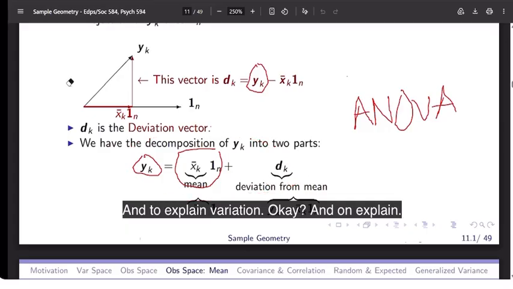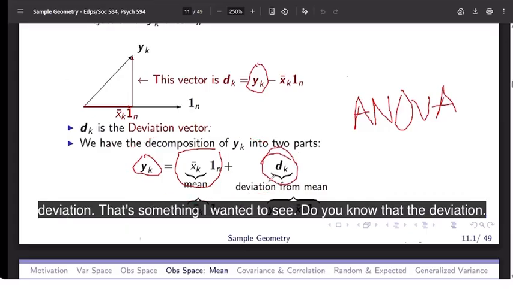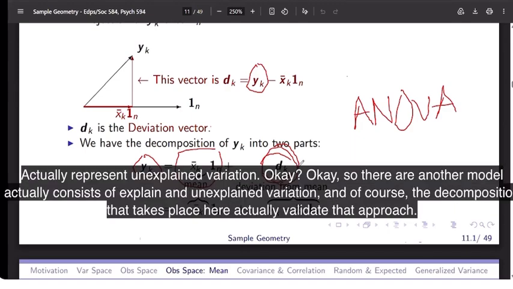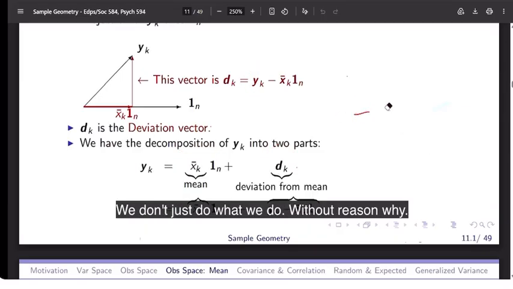Do you know that the deviation that we talk about here is actually the random part of an ANOVA technique? Because the random part of the ANOVA model actually represents unexplained variation. So the ANOVA model actually consists of explained and unexplained variation, and of course, the decomposition that takes place here actually validates that approach. We don't just do what we do, we have a reason why we do what we do.